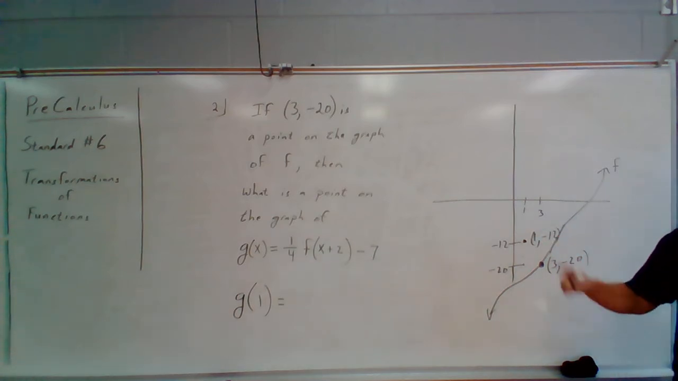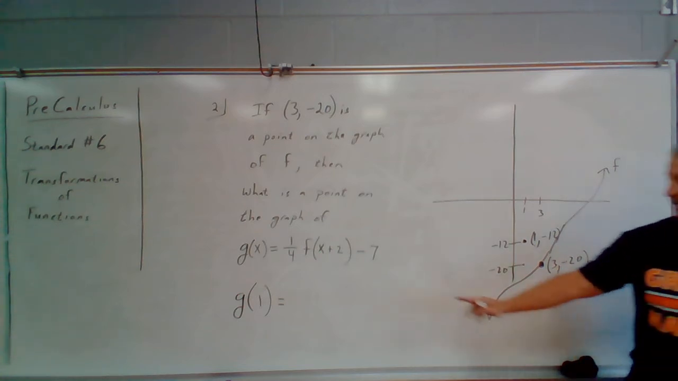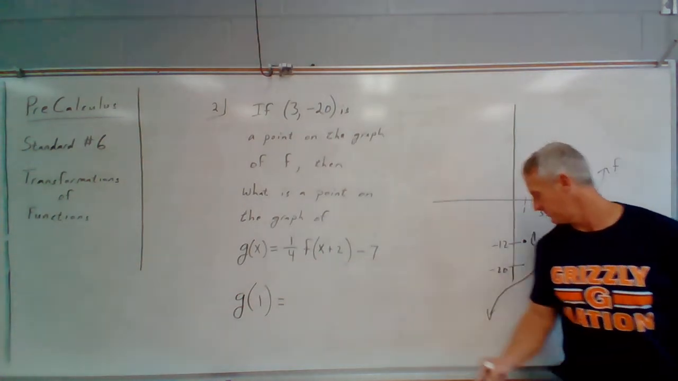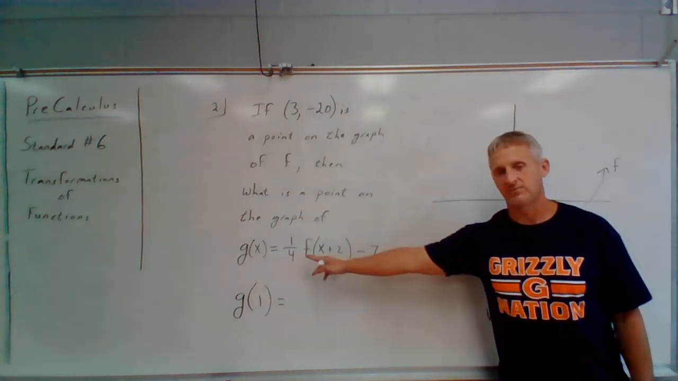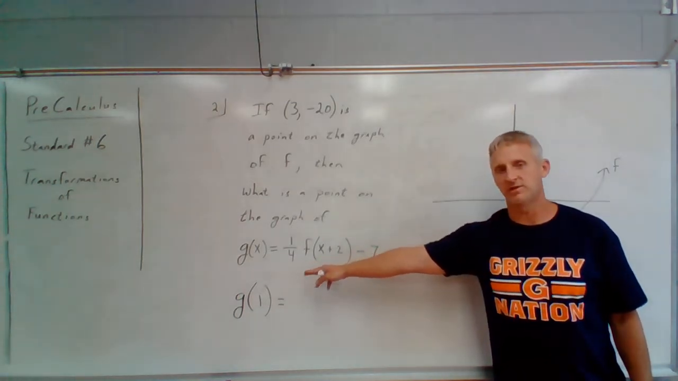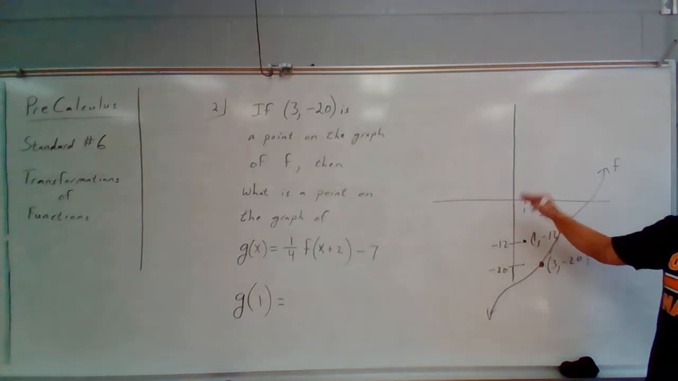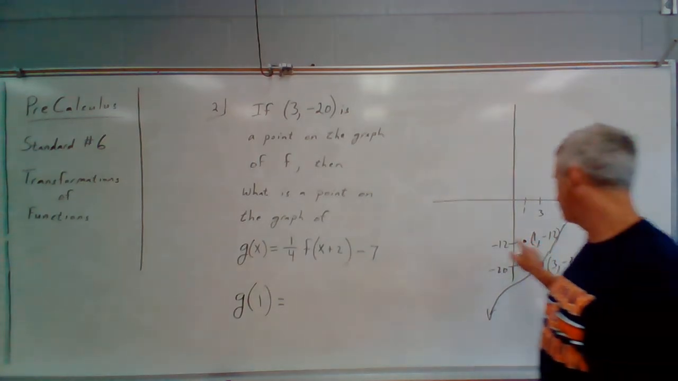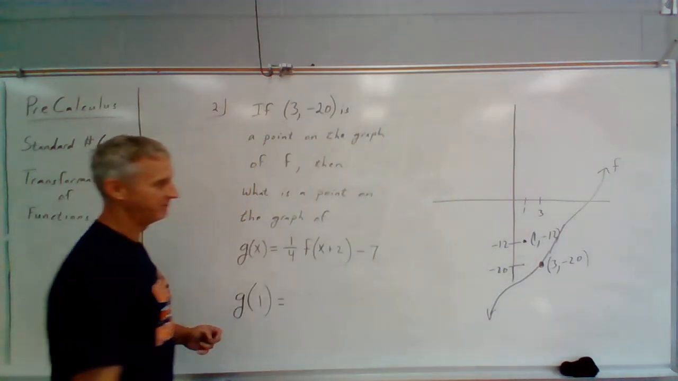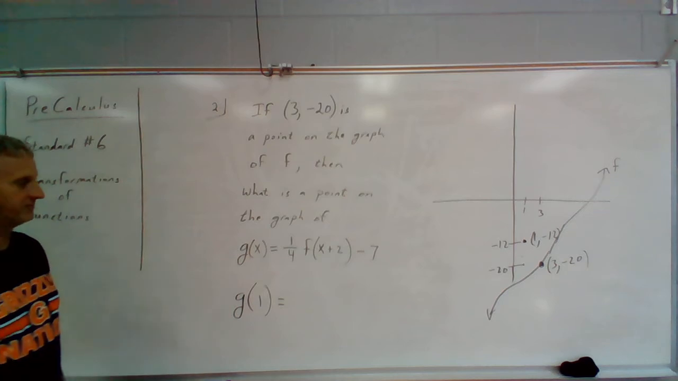Okay, so to review what we just did there, I took this original point 3, -20. I shifted it left 2, so it became 1, -20. I multiplied the y value by 1/4, so 1, -20 became 1, -5. I shifted 1, -5 down 7, and it became 1, -12. Okay, so notice I've got the 1 for my x value. That corresponds with the hint I gave you over here to find g of 1.